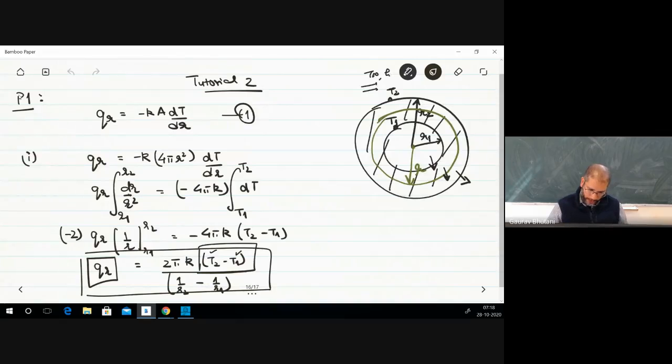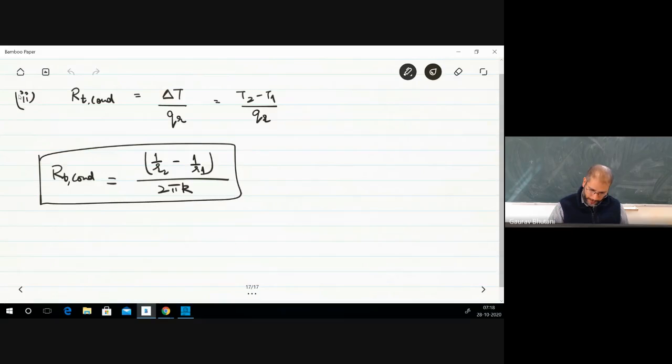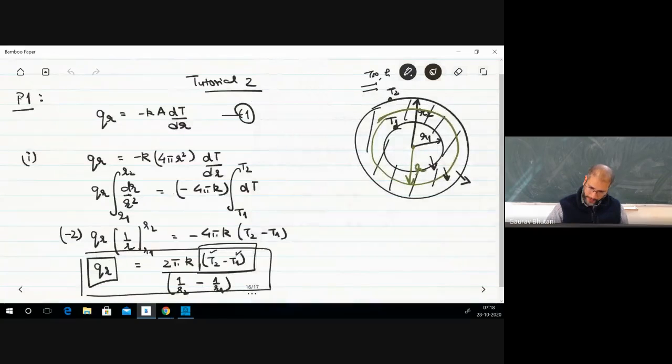I must check this, because r2 is greater than r1, so I think we made a mistake with the minus sign somewhere, because this resistance has to be positive. Qr was minus K, so this was correct, and then we integrated that, so we still had a negative sign. We integrated 1 by r squared.